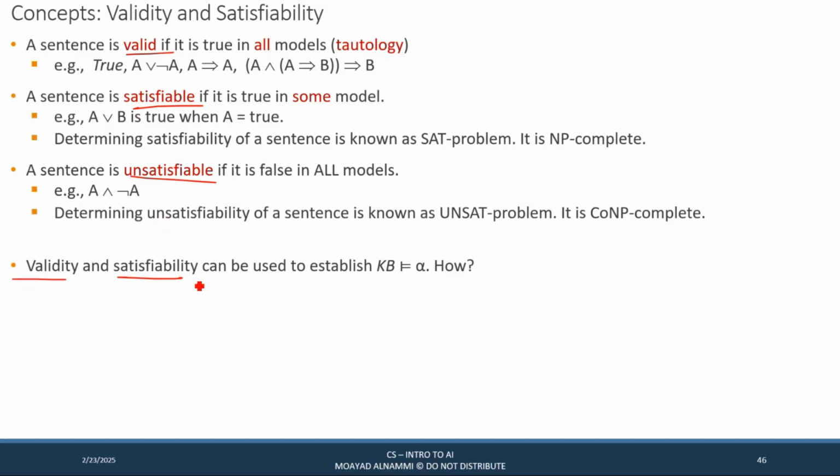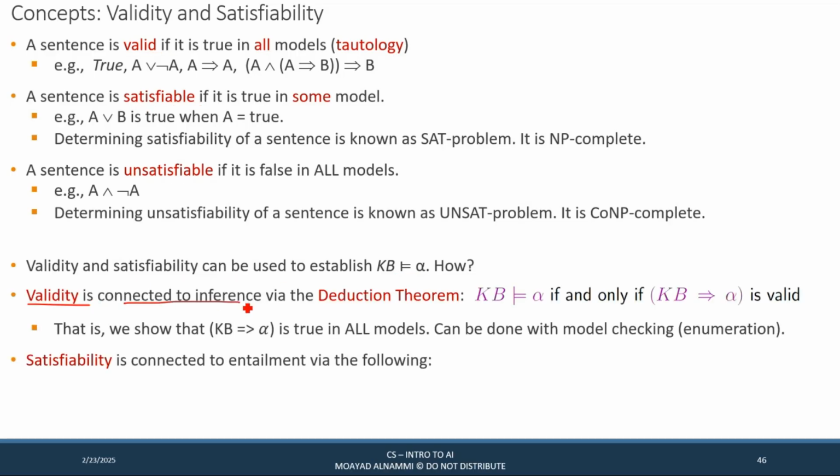So why am I mentioning validity, satisfiability, and unsatisfiability? Well, validity and satisfiability can be used to establish KB entails alpha. How? Validity is connected to inference via the deduction theorem. The deduction theorem says that KB entails alpha if and only if KB implies alpha is a tautology. That is, we show that KB implies alpha is true in all models. You can actually do this with model checking, right? So the validity way, or the deduction theorem, is what we've seen so far. If you do model checking and you check that KB implies alpha is true in all the rows, this would be checking validity.